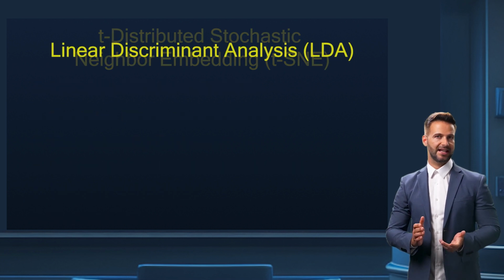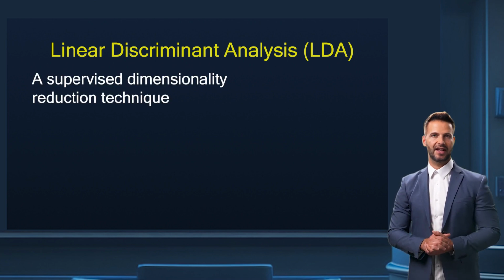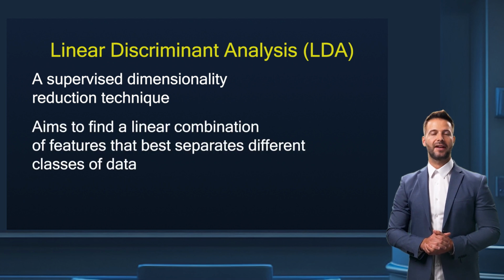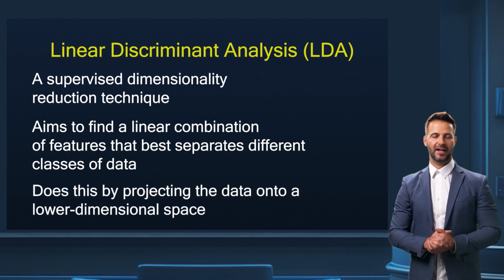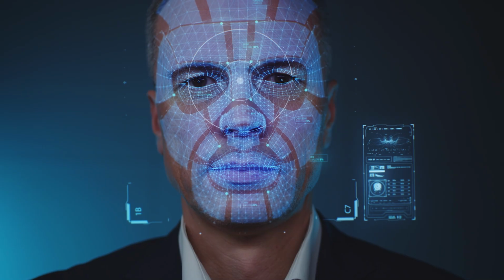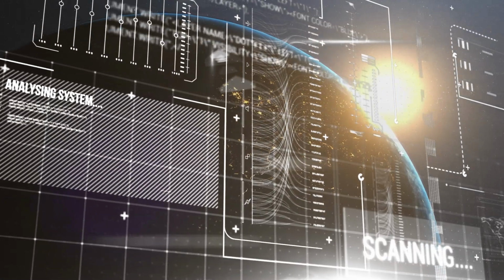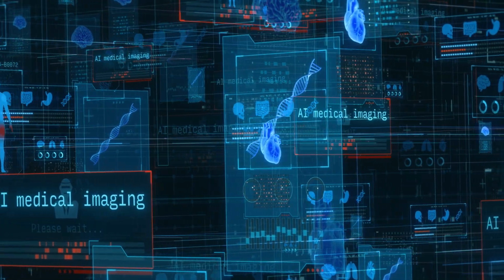So now let's talk about linear discriminant analysis, or LDA. LDA is a supervised dimensionality reduction technique that aims to find a linear combination of features that best separates different classes of data by projecting the data onto a lower dimensional space, effectively maximizing the separation between classes while reducing dimensionality. You might ask, what are the applications? It is often used in classification problems where the goal is to reduce dimensions while maintaining class separability.